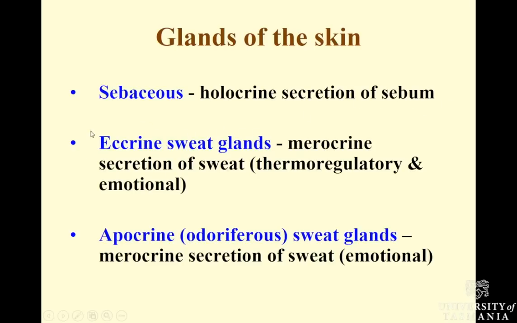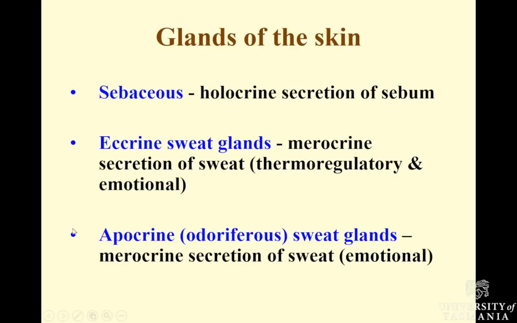Then we have eccrine sweat glands. These are found in every part of the skin. They're responsible for merocrine secretion, so they undergo exocytosis and they produce sweat. And they produce 2 types of sweat. They produce both sweat that's involved in thermoregulation, so keeping your body temperature down, as well as emotional sweat. So if you're sitting for an exam, or you're on your first date, your palms get sweaty, it's because of this emotional sweating. So it's part of the fight or flight response that we all experience.